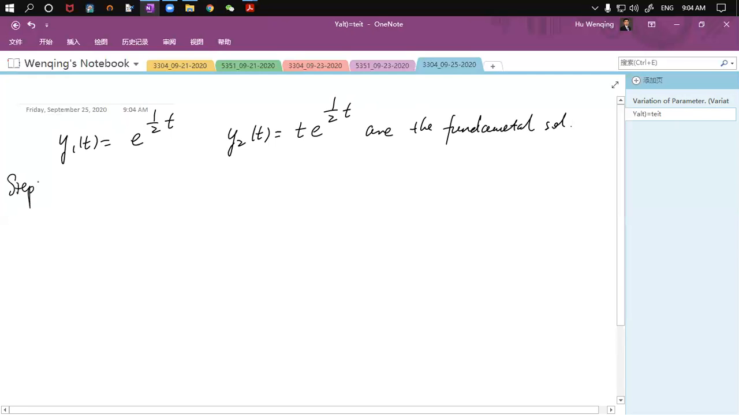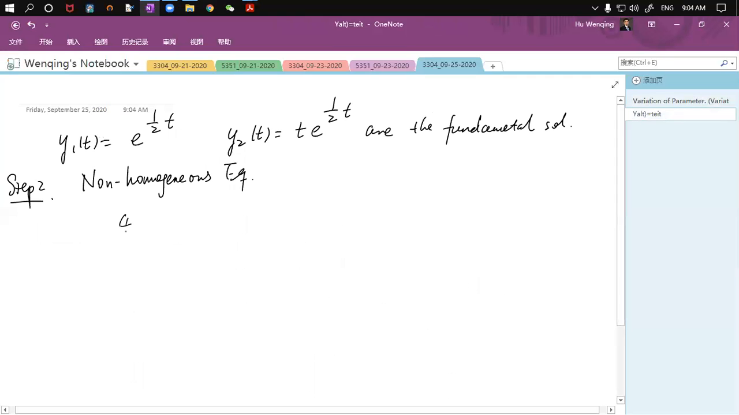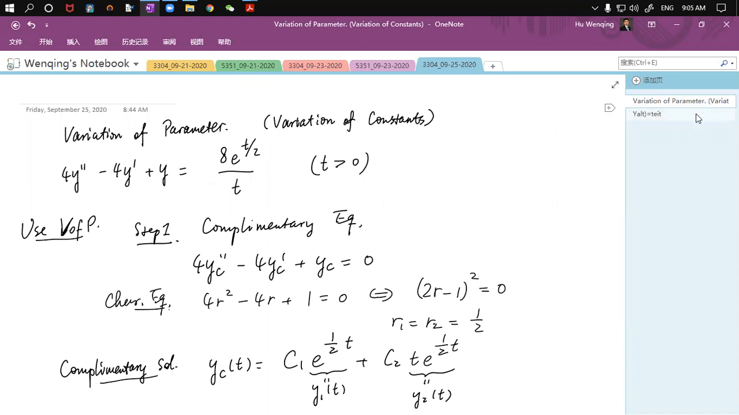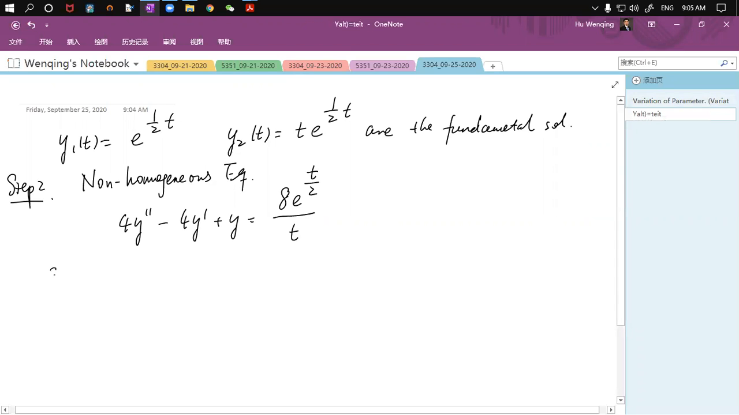The next step is to consider the non-homogeneous equation. The non-homogeneous equation has a non-zero right-hand side. So that looks like 4 times y double prime minus 4 times y prime plus y is 8 times e to the power t over 2, divided by t. This is the non-homogeneous equation.